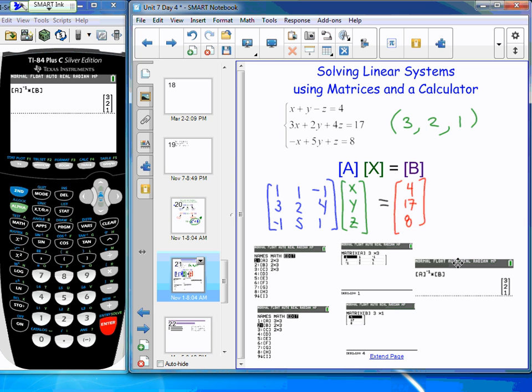A quick check in the original. 3 plus 2 is 5, minus 1 is 4. 3 times 3 is 9, plus 4 is 13, plus 4 is 17. And -3 plus 10 is 7, plus 1 is 8. By golly, we've generated my ordered triple.